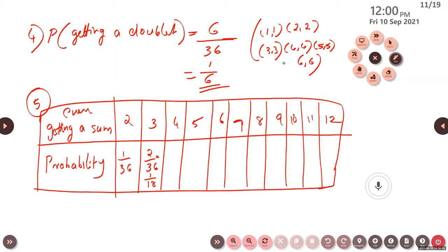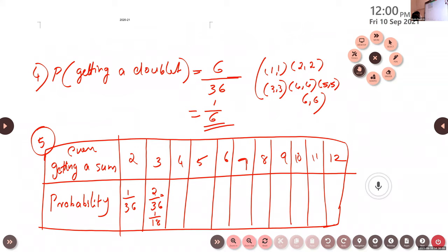And homework, do you need to send to ma'am for proof? No. You can complete the simple question. Okay, now this you can do as homework.